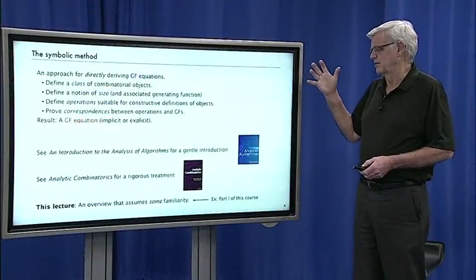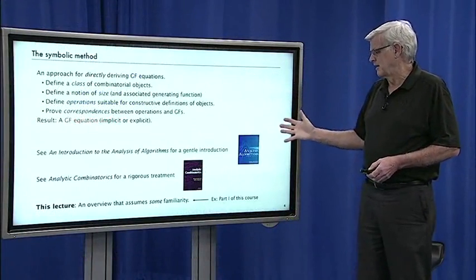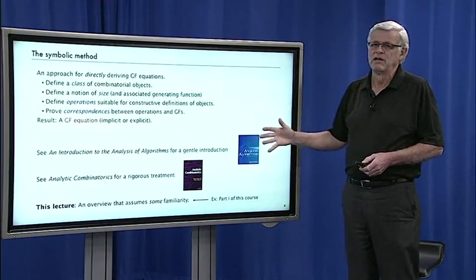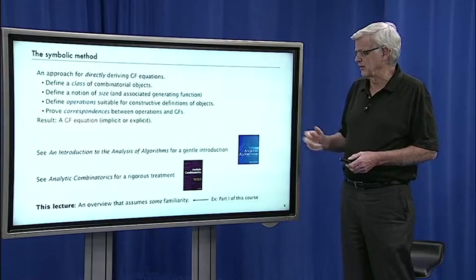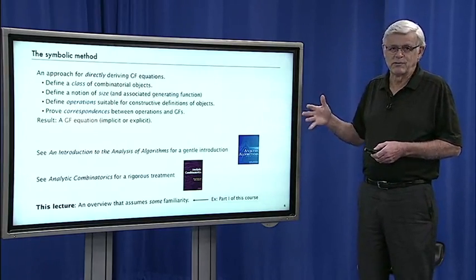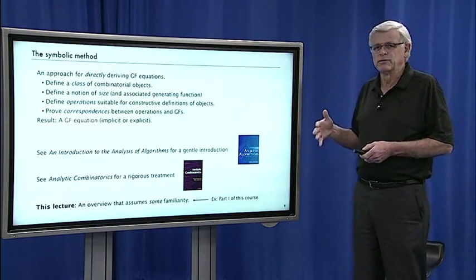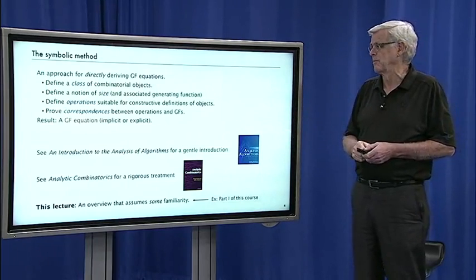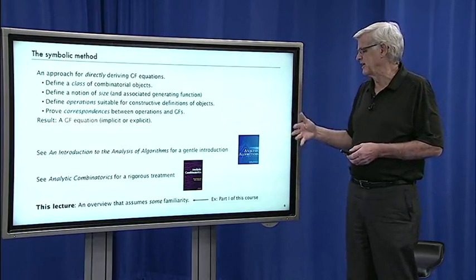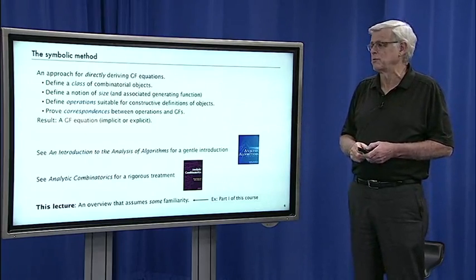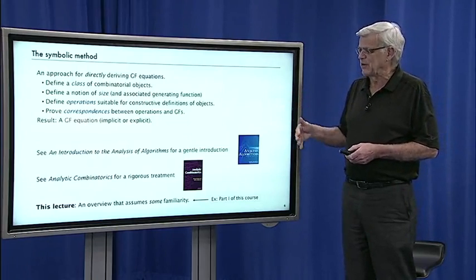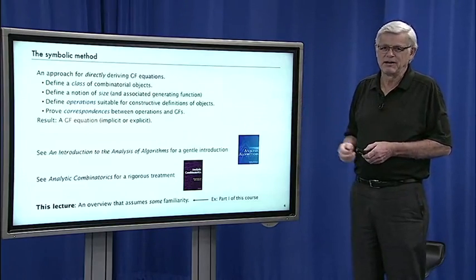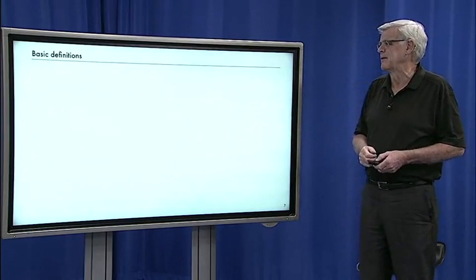Today we're going to talk just about the symbolic method, and for the next couple of lectures. And again, there are some easier examples that move a bit slower in Part 1 and in Analysis of Algorithms. In the purple book, Analytic Combinatorics has a very rigorous treatment. This lecture is somewhat in between. It's an overview that assumes some familiarity with generating functions and basic mathematics that is covered in Part 1 of this course. If you find that we're moving a bit quickly, refer back to the Analysis of Algorithms book. If you find that we're moving a bit slowly, read chapters 1, 2, and 3 of Analytic Combinatorics. And then within a lecture or two, we'll all be moving at the same pace, I think.